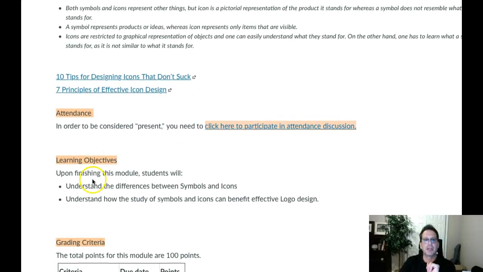Okay, learning objectives for this week are understanding the difference between symbols and icons and understanding how the study of symbols and icons can benefit effective logo design. Again, it's a shorthand language that is going to assist us. Learning symbols, learning icons is going to assist us in a language that we can develop to design logos, because again, logo design is a basic shorthand language that we use to represent a specific idea associated with a specific organization. Logo, right?